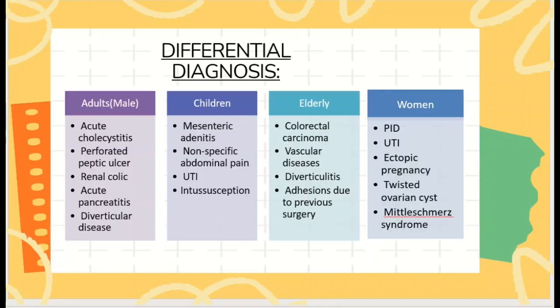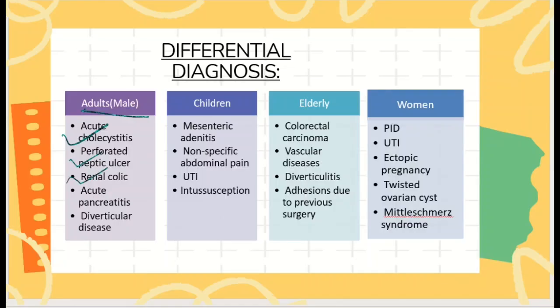In case of children, what are the differential diagnoses? Most common are mesenteric adenitis. Then comes non-specific abdominal pain, UTI or intussusception. These are common in pediatric age group.